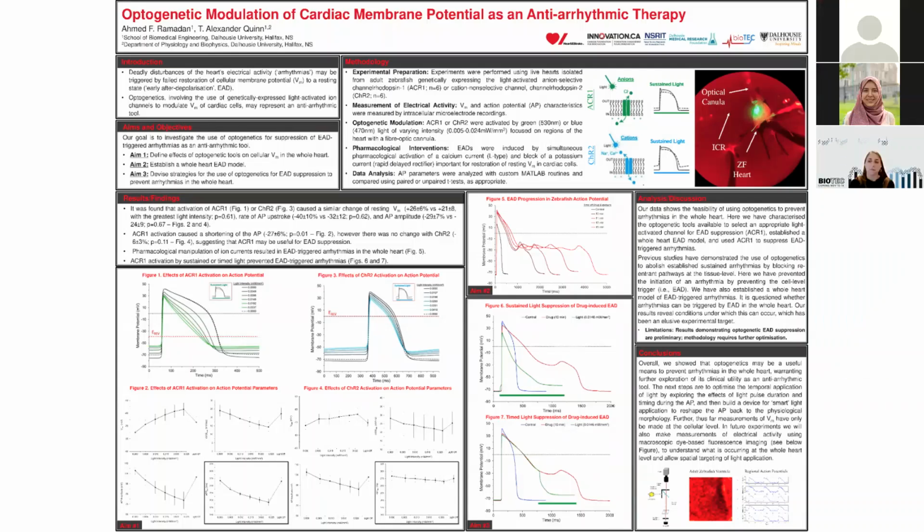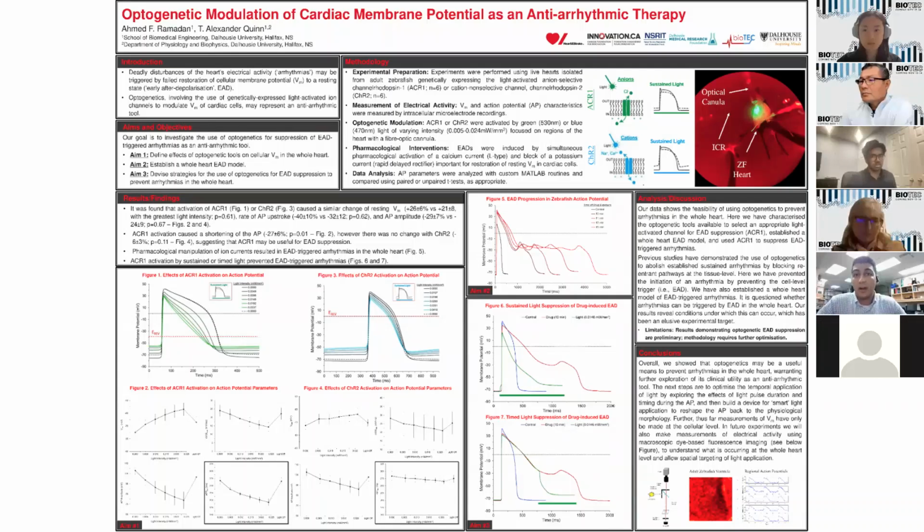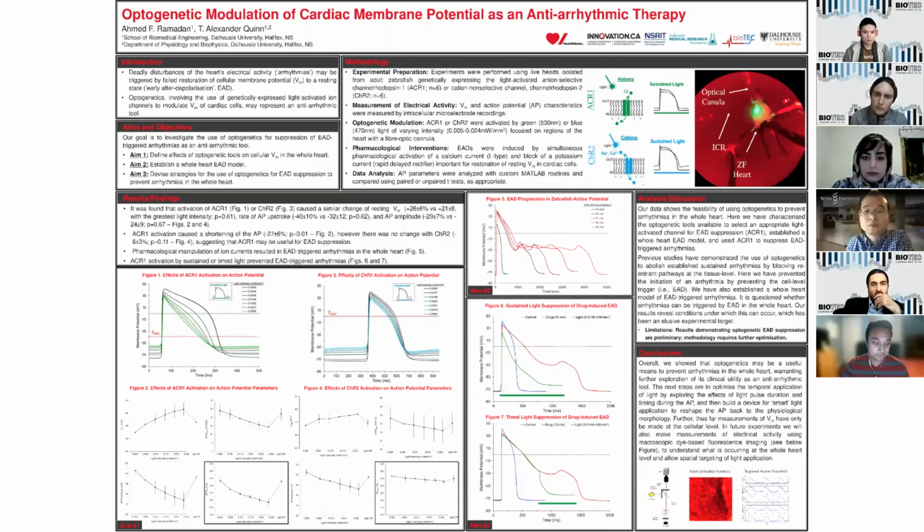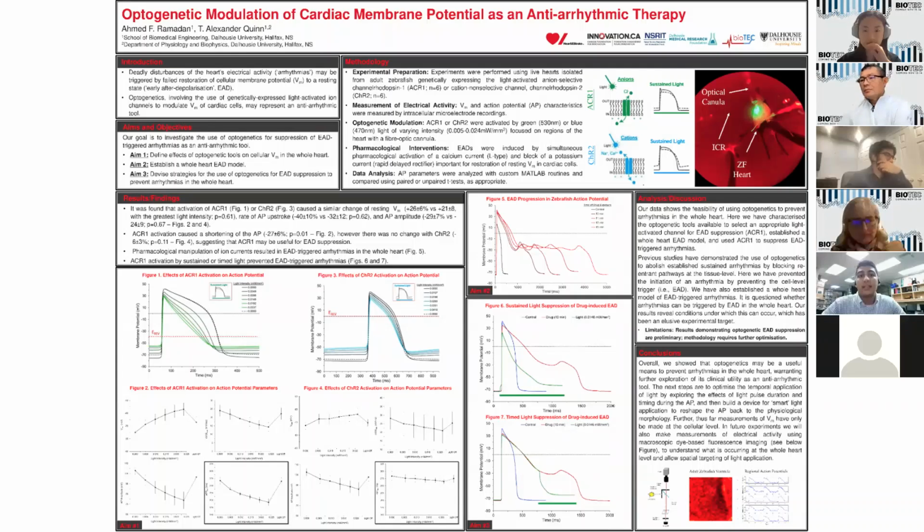Moving on to aim 2, the middle of the poster in figure 5, we found that pharmacological manipulation of the ion currents that I previously spoke about caused arrhythmias in the whole heart. You can visualize how the electrical activity of the action potential fails to reach a resting state as the drugs incubate over time, resulting in very long action potentials when comparing it to the control.